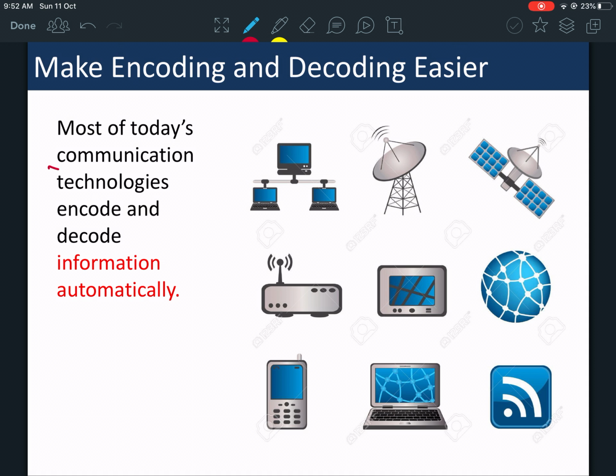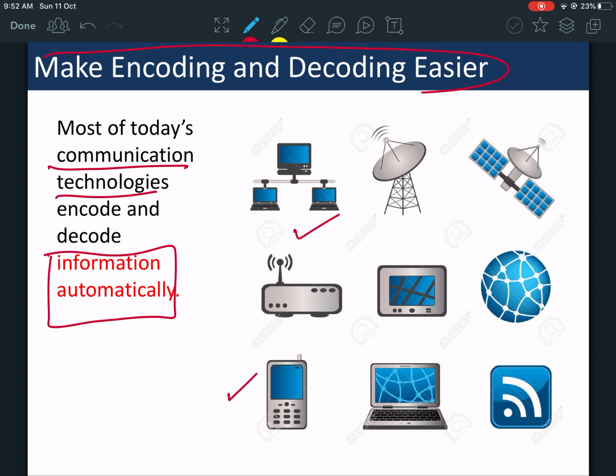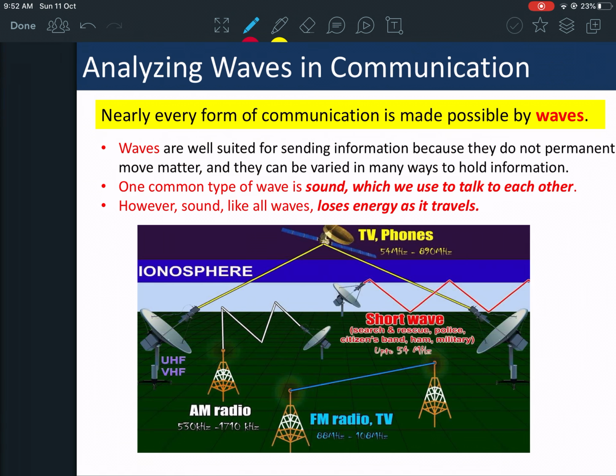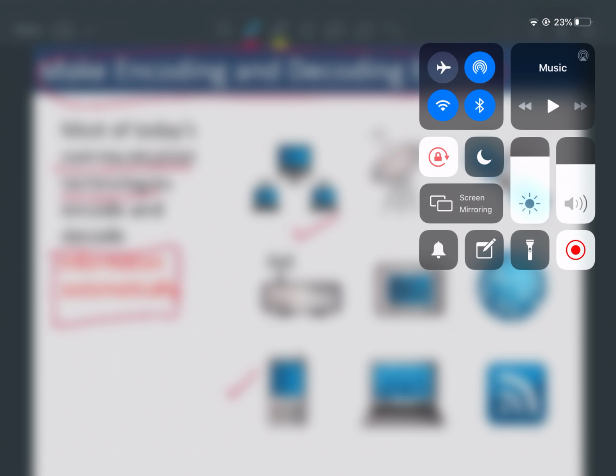Now most of today's communication encodes information automatically. Somebody can send you an emoji, a video, a recording, a voice note, anything, a text message. You have cell phones, computers, iPads, all types of devices. Today's technology makes decoding and encoding a lot easier than it was before. We'll continue the rest of the lesson tomorrow.